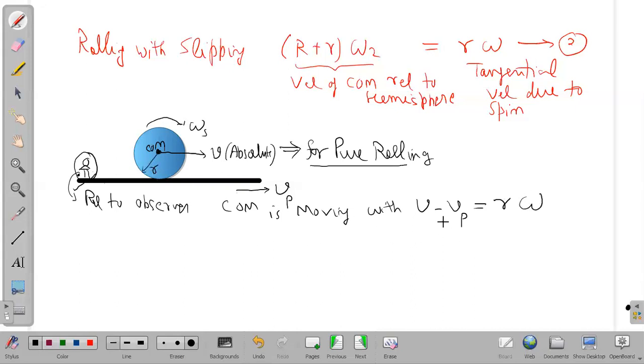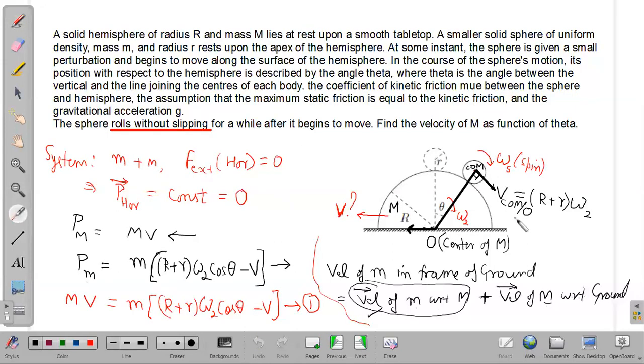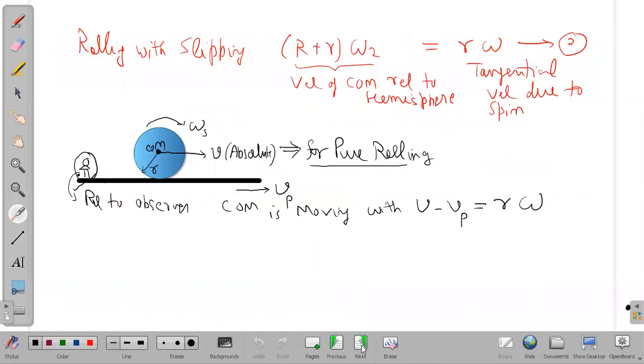And the same concept I have used in the above expression, equation number 2, that (capital R plus small r) into omega 2. It is already a relative velocity, so no need to change it. This relative velocity of the center of mass has to be equal to the tangential velocity created by the spin of this sphere, which is small r into omega. So that is our second equation.